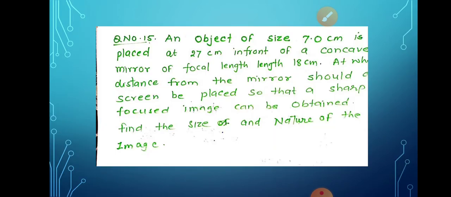Question number 15. An object of size 7 cm is placed at 27 cm in front of a concave mirror of focal length 18 cm. At what distance from the mirror should a screen be placed so that a sharp image can be obtained? Find the size and the nature of the image.